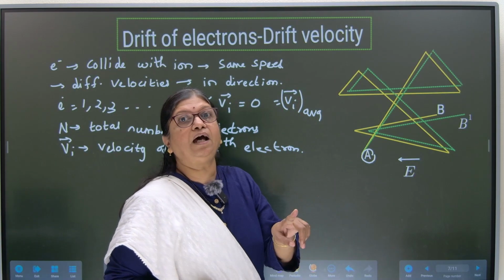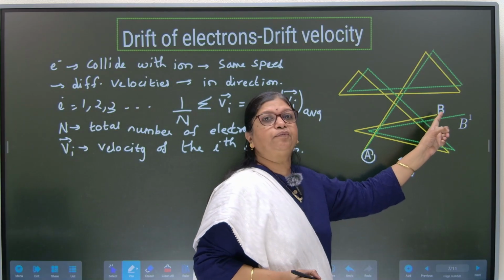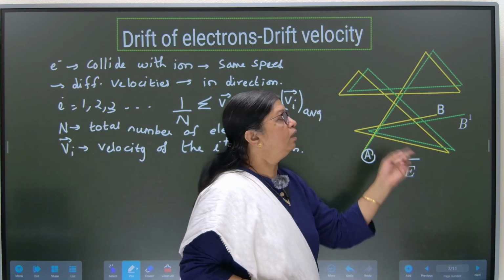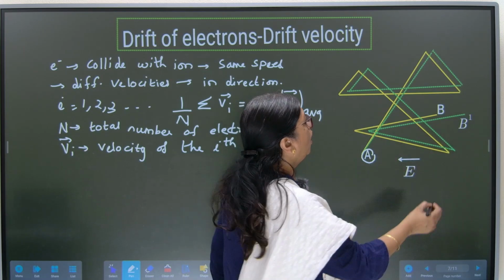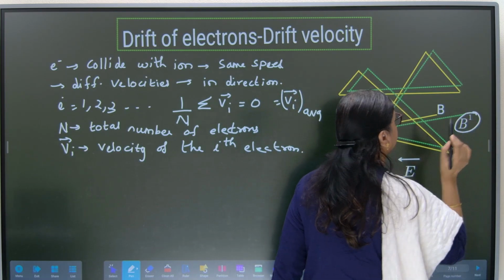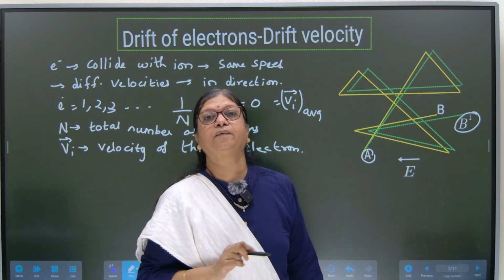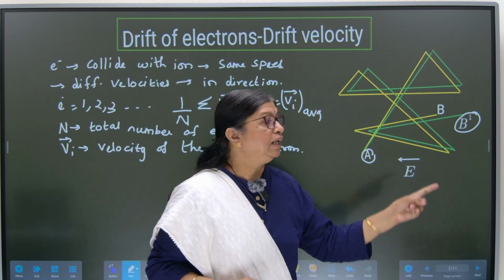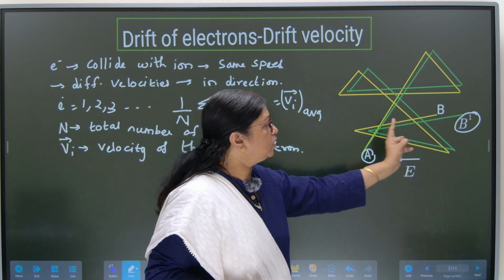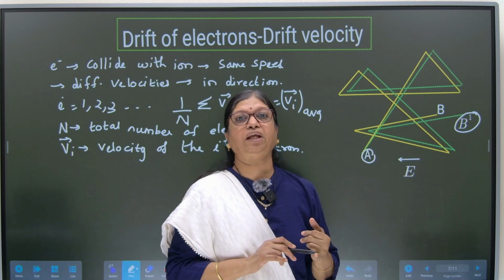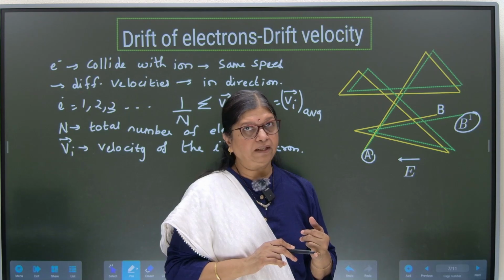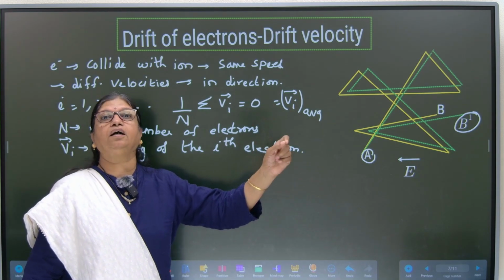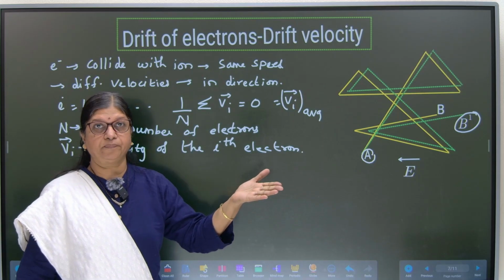So, in the absence of electric field, the final position of the electron is B. In the presence of electric field, the final position of the electron is B dash. It means the electron drifts due to the presence of electric field in a direction opposite to the direction of the electric field. Fine. So after applying the electric field, the electron drifts.